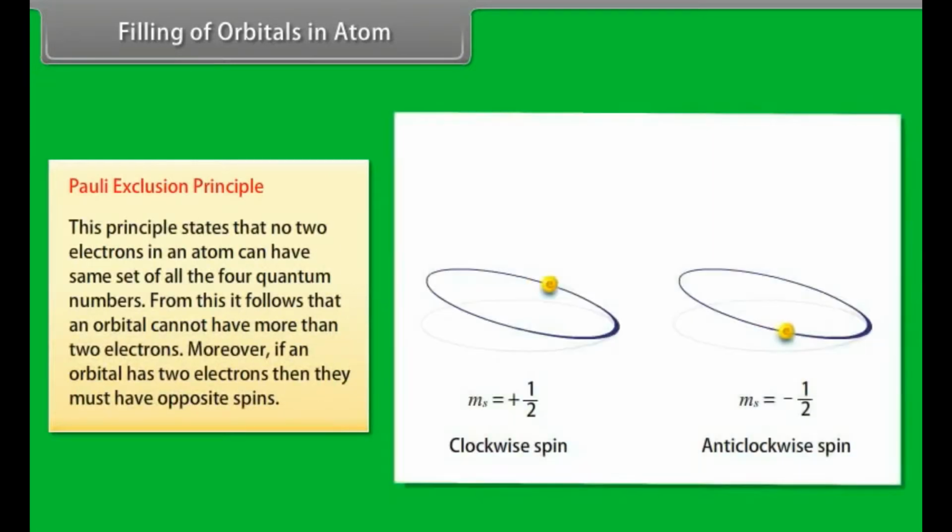Pauli's exclusion principle. This principle states that no two electrons in an atom can have the same set of all the 4 quantum numbers. From this, it follows that an orbital cannot have more than 2 electrons. Moreover, if an orbital has 2 electrons, then they must have opposite spins.